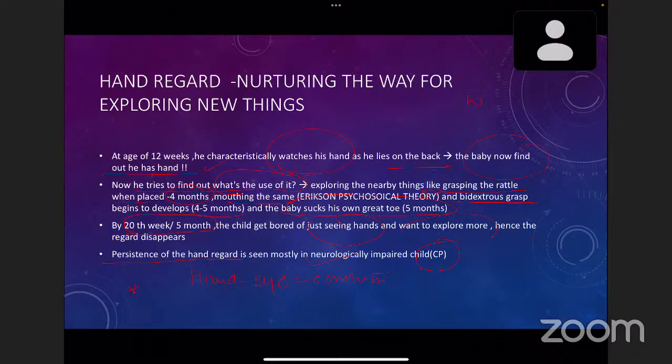No. There are some studies, and in the developmental textbook of childhood, it has been stated that this hand regard is also seen in blind children. So hand regard is not only hand-eye coordination, it's beyond that. Even a blind child can have this hand regard.